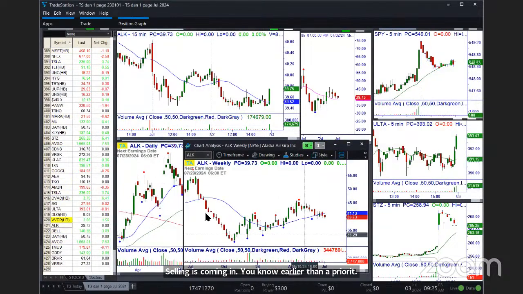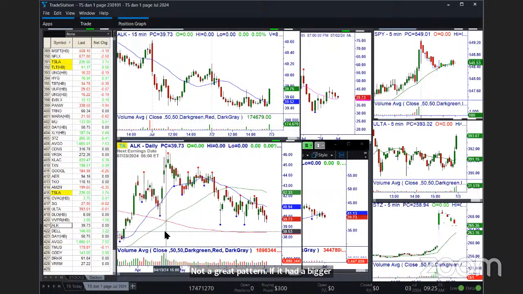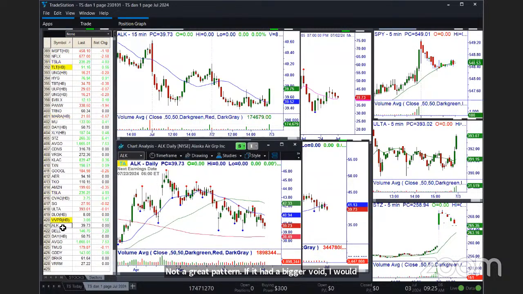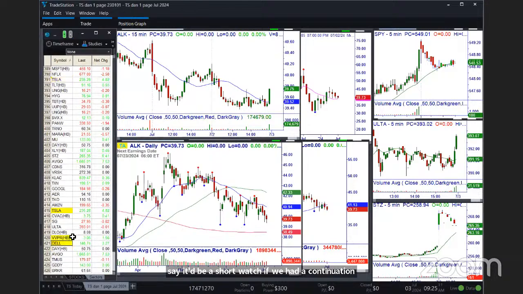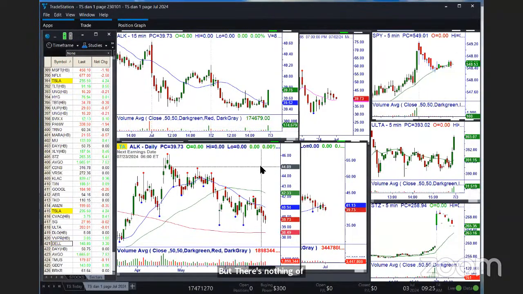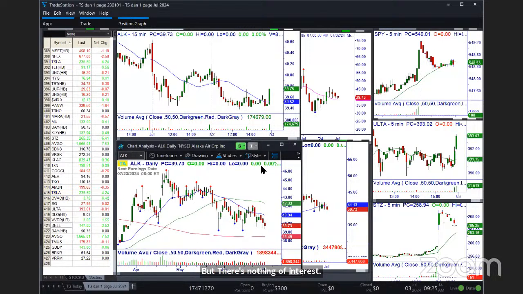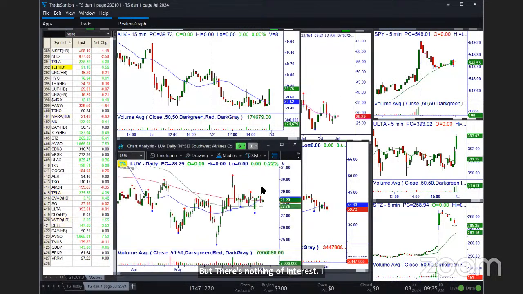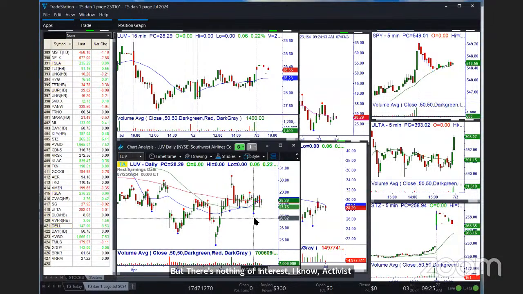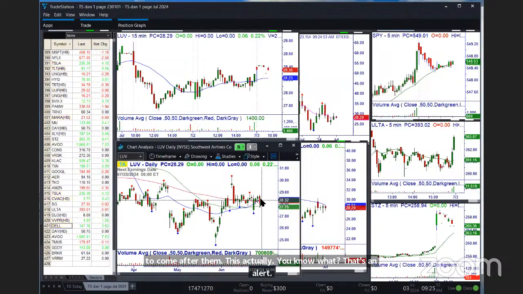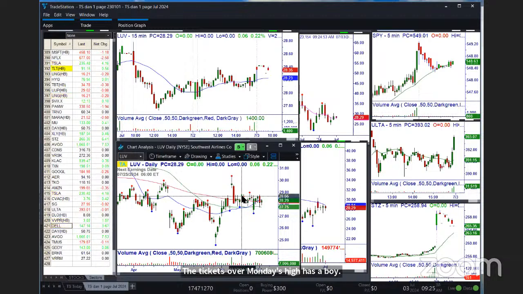Not a great pattern. If it had a bigger void, I would say it would be a short watch if we had a continuation pattern, but there's nothing of interest. I know there was some talk of LUV, activist Elliott trying to come after them. This actually, you know what? Let's set an alert. If it gets over Monday's high, it has a void. Let's set an alarm at 2865.